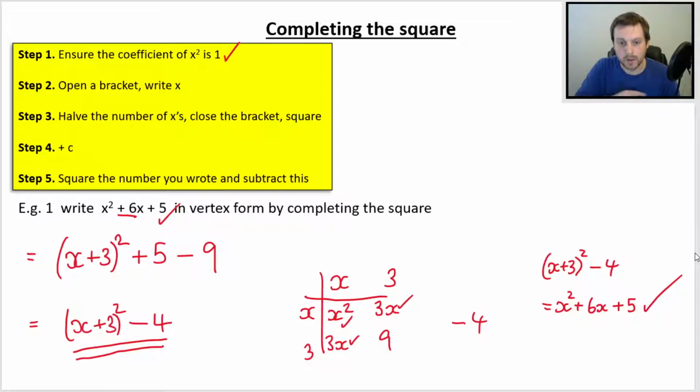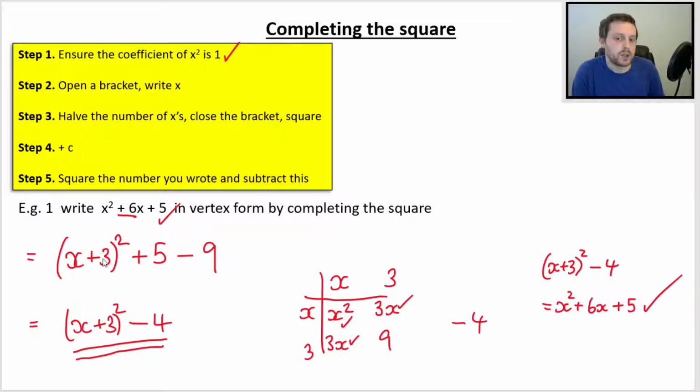So just to recap what we did, we can pretty much ignore step 1 for now, okay? If the coefficient of x squared is not 1, if it's 2, or minus 1, or 3, or whatever, then the question is too hard for you at the moment, so hopefully you won't be asked a question like that yet. So you just basically tick that one off, that's done. Then what we do is, we open a bracket and write x, and then we put half the number of the original x's in there.